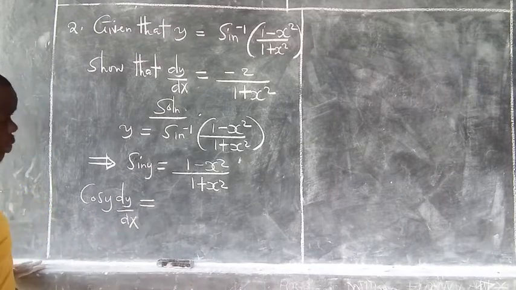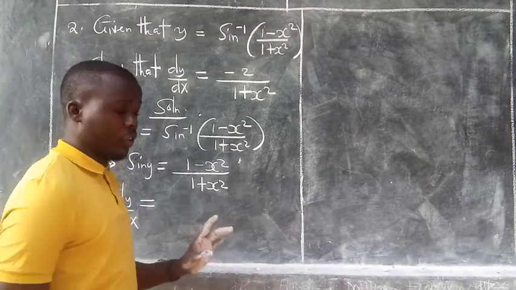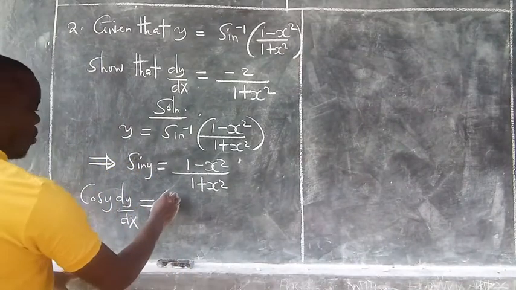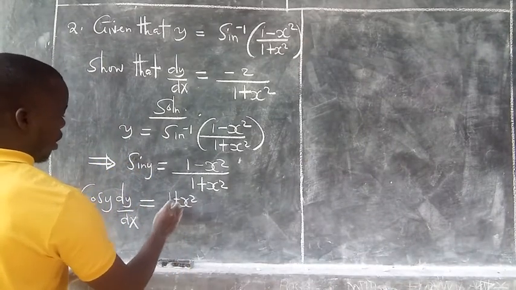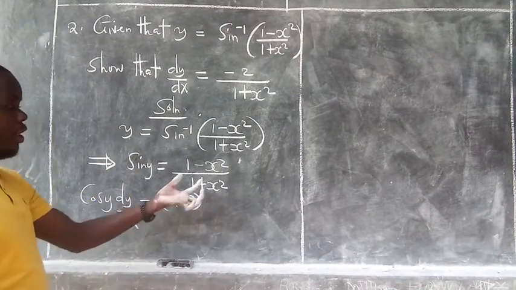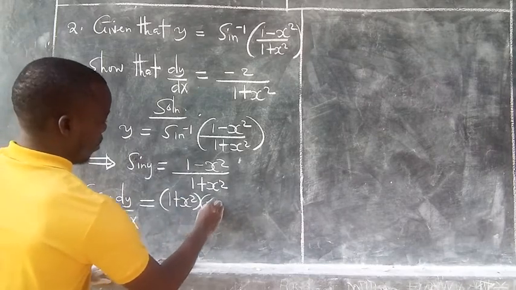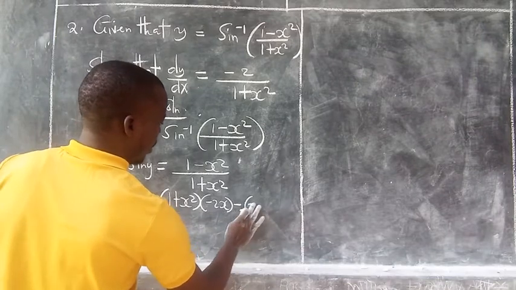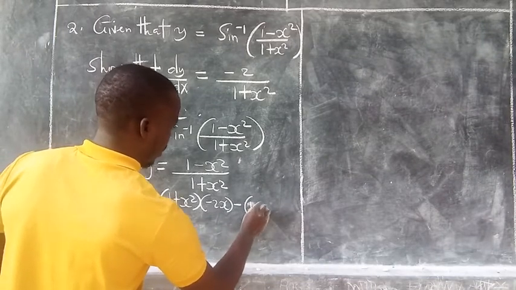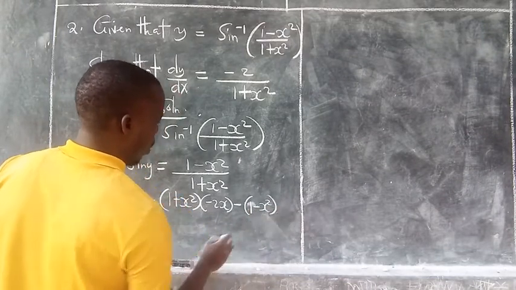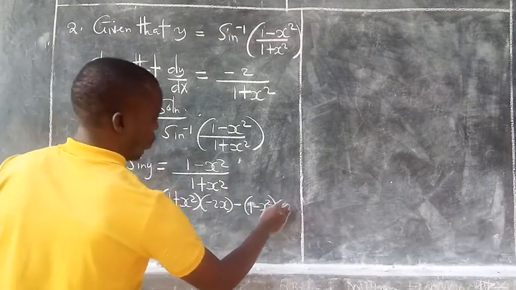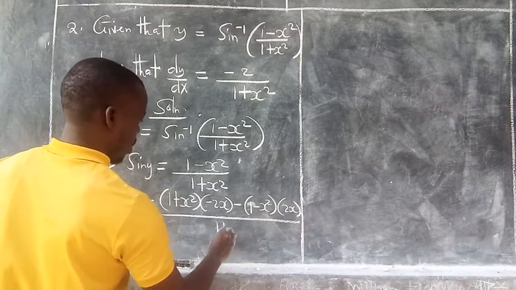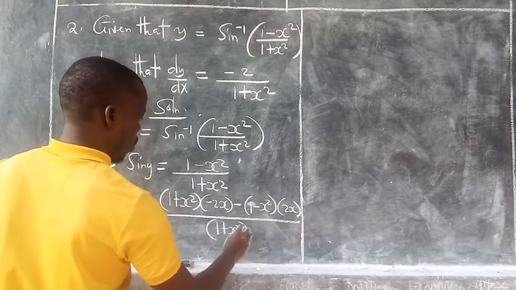which is going to be equal to, now the right hand side we are going to differentiate it using the quotient rule, and that is going to give us 1 plus x squared as our v. We differentiate the numerator, we shall get minus 2x. 1 minus x squared is our u. Then we differentiate the denominator to give us 2x. All this divided by 1 plus x squared, but all squared.